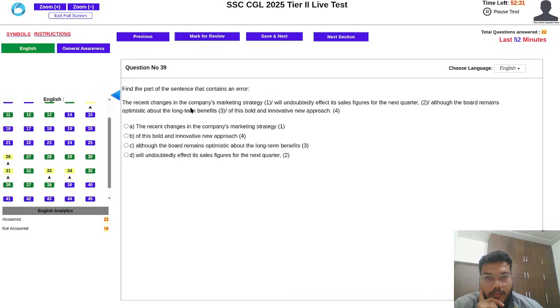The recent changes in the company's marketing strategy will undoubtedly affect नहीं आएगा, affect आएगा. The recent changes in the company's marketing strategy will undoubtedly affect its sale figures for the next quarter, will definitely affect, although the board remains optimistic about the long-term benefits.